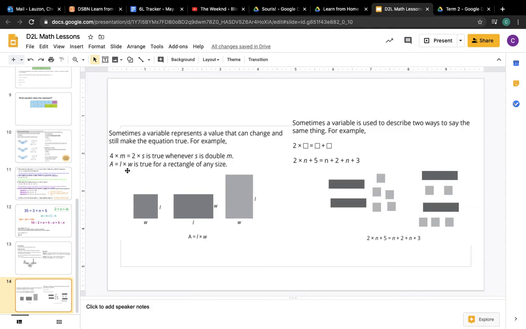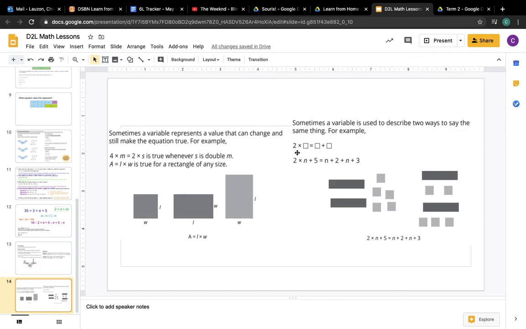Or area equals length times width is that equation for any rectangle, and it tells us that any time you multiply length and width together, you get area. So it shows us how an equation can have many different answers, but it has to balance and be true here. Sometimes a variable is used to describe two ways to say the same thing.